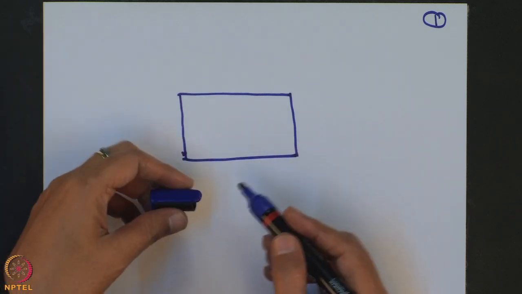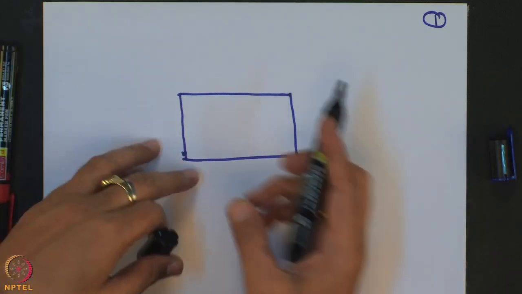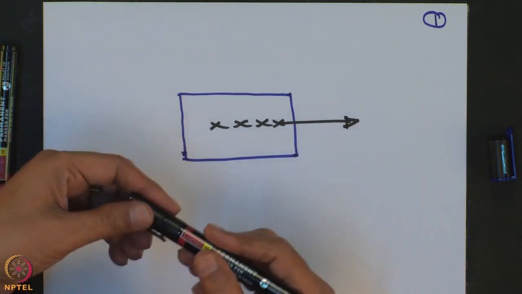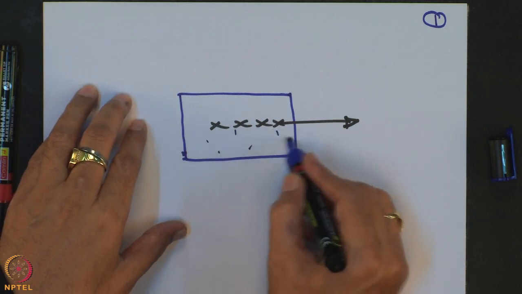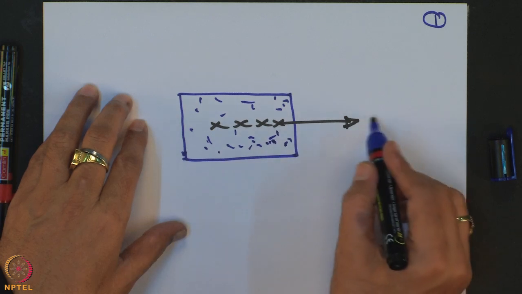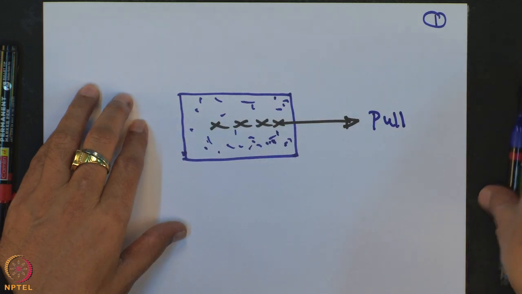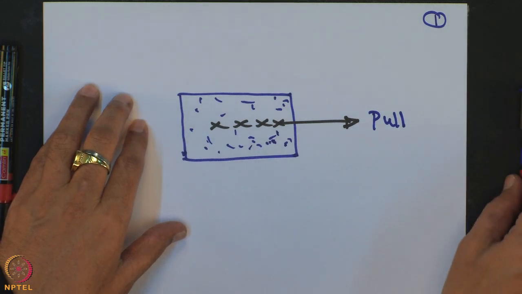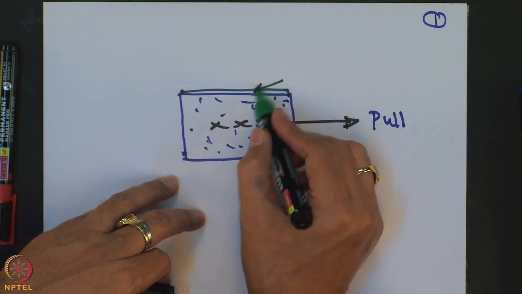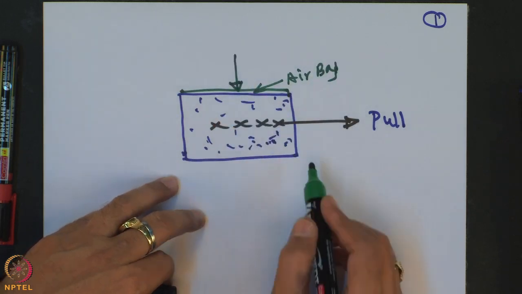pullout setup, and this is the geogrid material, and you are pulling this geogrid material, and this is the soil, sand, let us say top and bottom, and you are pulling this. So what will happen when you apply some airbag, and then you put some load on the shear.